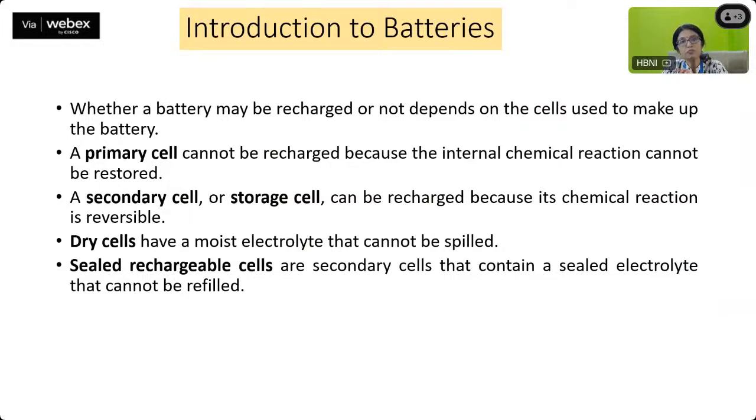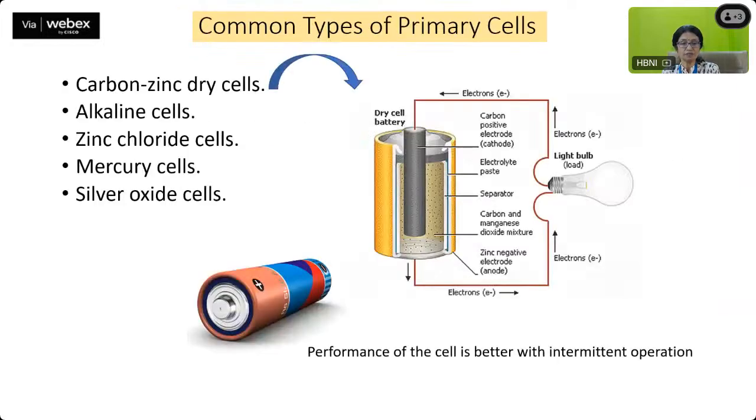Remember, there is another type of distinction between batteries, like dry cells. Dry cells have a moist electrolyte, so it cannot be spilled. Whereas sealed rechargeable cells are secondary cells that contain a sealed electrolyte, which cannot be refilled. Most of these are primary cells which cannot be recharged. So what are the common types of primary cells which you have? One is the carbon zinc dry cell. You can have an alkaline cell, zinc chloride cells, mercury cells, and you can also have silver oxide. So these are the different types of primary cells which you have.